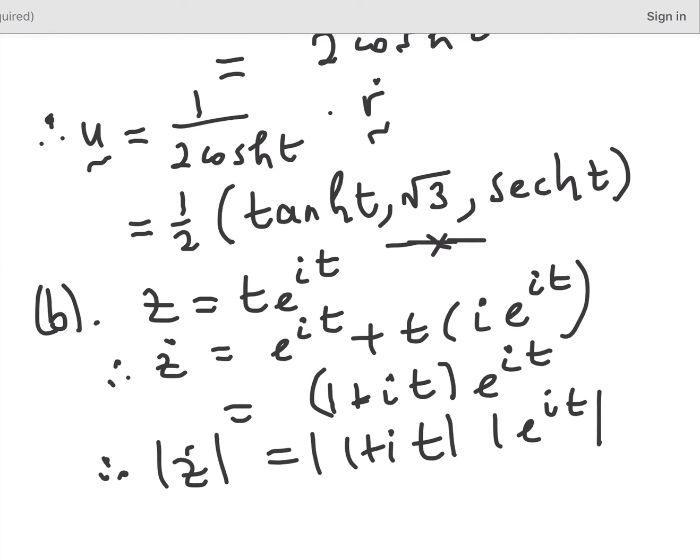And you recall I said e to the i theta always has a modulus of 1. So e to the it has mod 1. The mod of 1 plus it is very simply the square root of 1 plus t squared. Recall that the modulus of a plus ib is the square root of a squared plus b squared. So z dot divided by the mod of z dot gives us the unit tangent. Not the unit tangent vector, because we don't have the concept of a vector in this case.